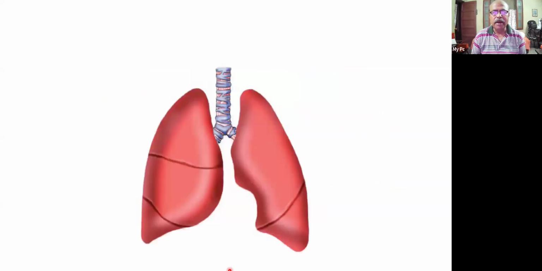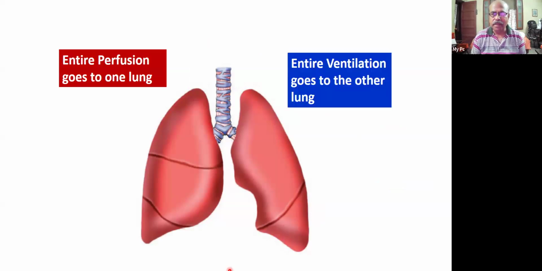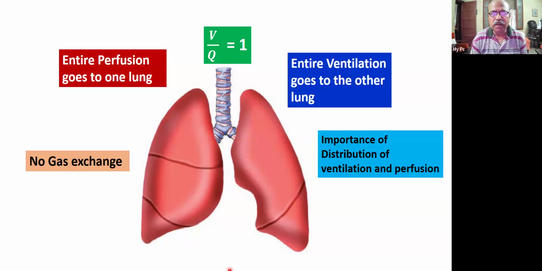Now, you take a picture of this lung. We have the two lungs, and the situation so arises, hypothetically, that the entire perfusion is going to one lung, and the entire ventilation is going to the other lung. And the VQ ratio is still 1. But is that sustainable to life? No, because there is no gas exchange possible. And therefore, we have the importance of distribution of ventilation and perfusion. So we will come one by one.